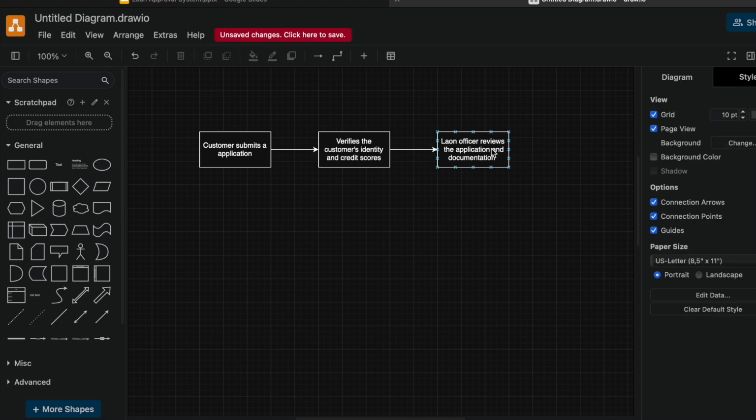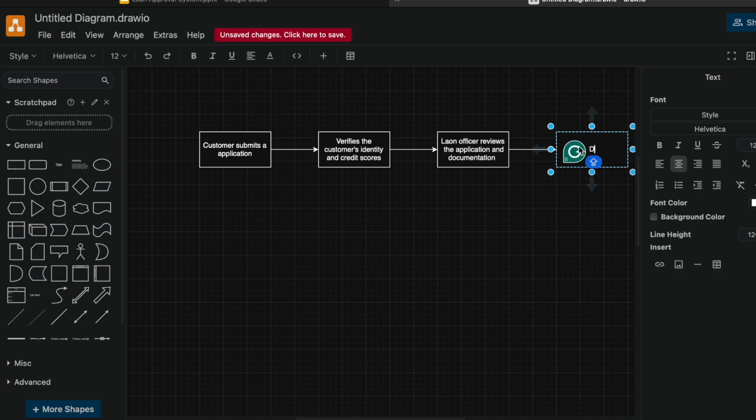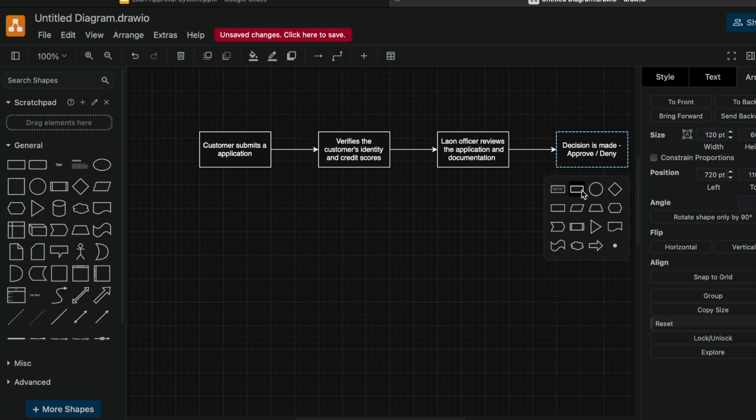Okay, so the next step would be the decision is made. Decision made is approve, or reject, or let's say deny. Okay. So now the final step.